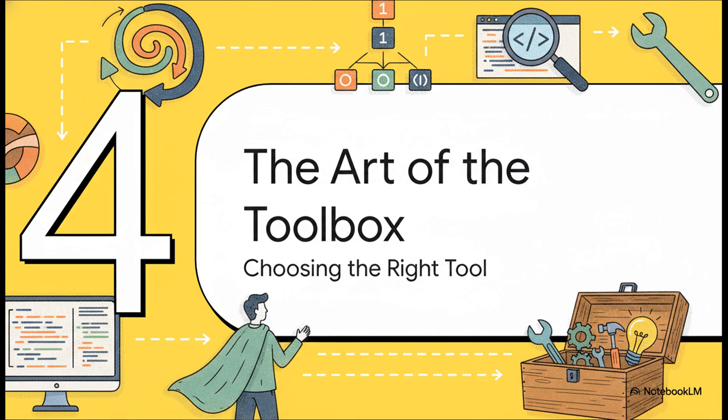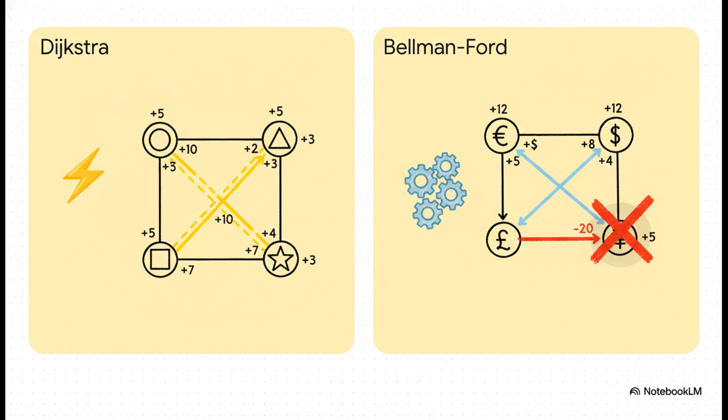And this all comes down to the final section, the art of problem solving. Because having a toolbox is one thing. Being a master craftsman or a really great programmer is all about knowing which tool to use and when to use it. And here's the crucial point. Even for something like finding the shortest path, there is no single best tool. Dijkstra's is super fast, but it completely fails if a path has a negative cost. I mean, you can't have a road with negative distance, right?